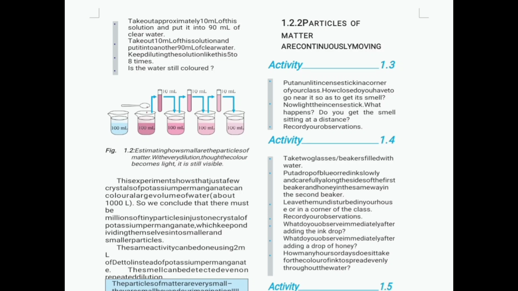Take 2 glasses/beakers filled with water. Put a drop of blue or red ink slowly and carefully along the sides of the first beaker and honey in the same way in the second beaker. Leave them undisturbed in your house or in a corner of the class. Record your observations. What do you observe immediately after adding the ink drop? What do you observe immediately after adding a drop of honey? How many hours or days does it take for the color of ink to spread evenly throughout the water?